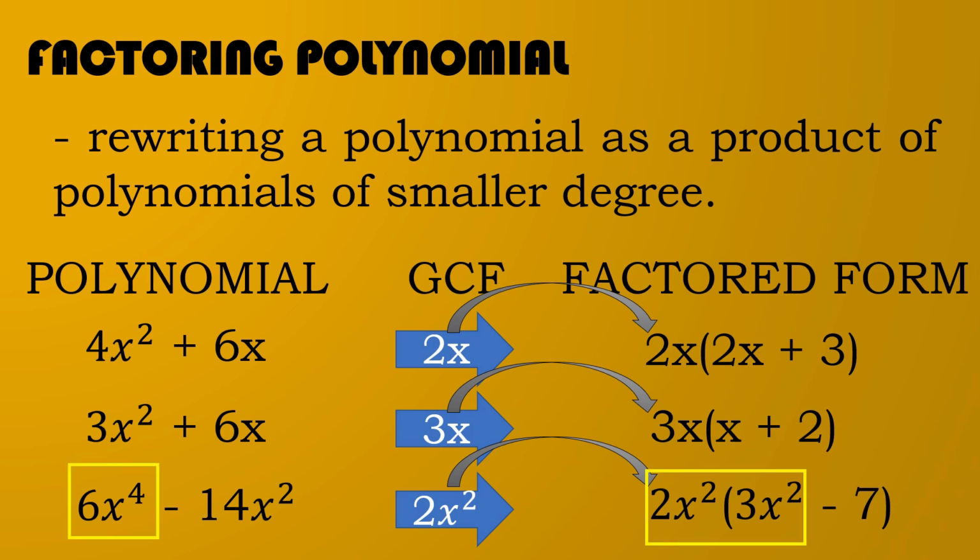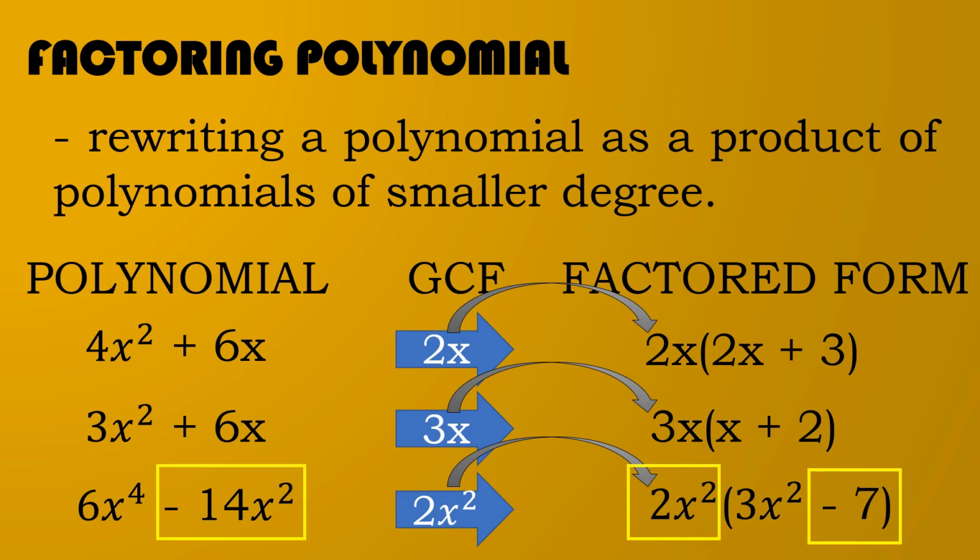Let's check. 2x squared times 3x squared is 6x to the 4th power. And 2x squared times negative 7 is negative 14x squared. 6x to the 4th power minus 14x squared is our polynomial, which means the factored form is correct. Nice! Is it clear? Don't worry, let's have some more examples and I will show you another way of doing it.